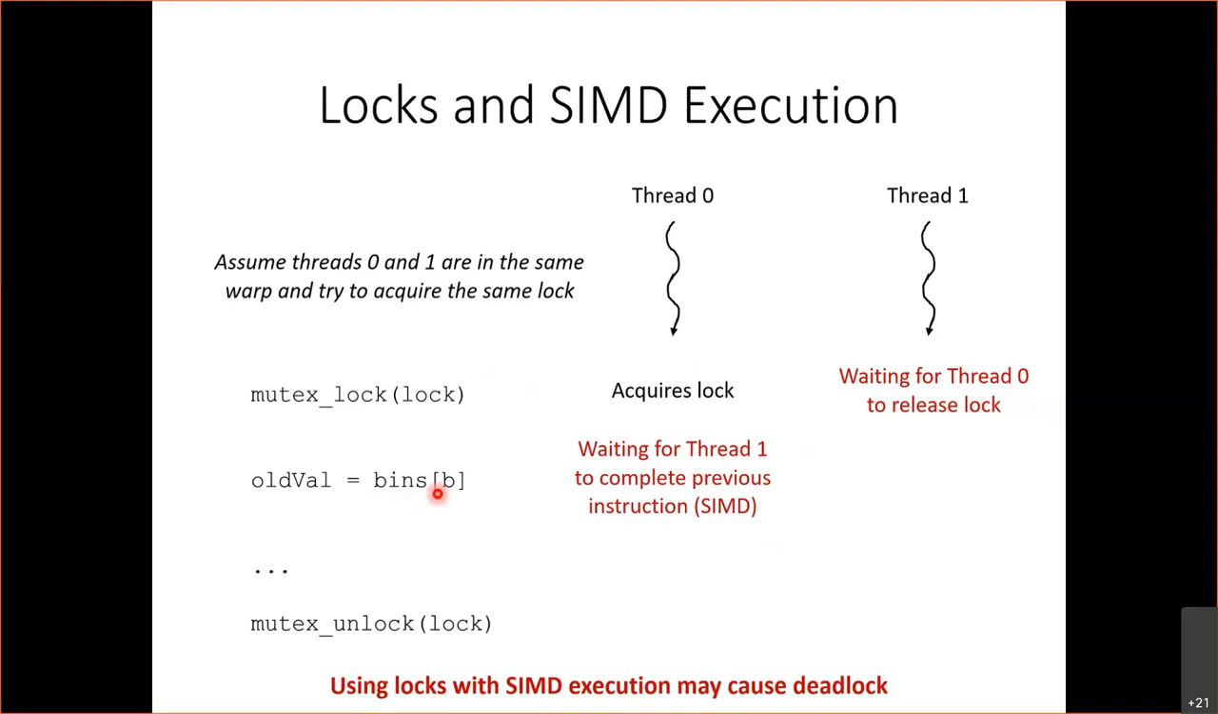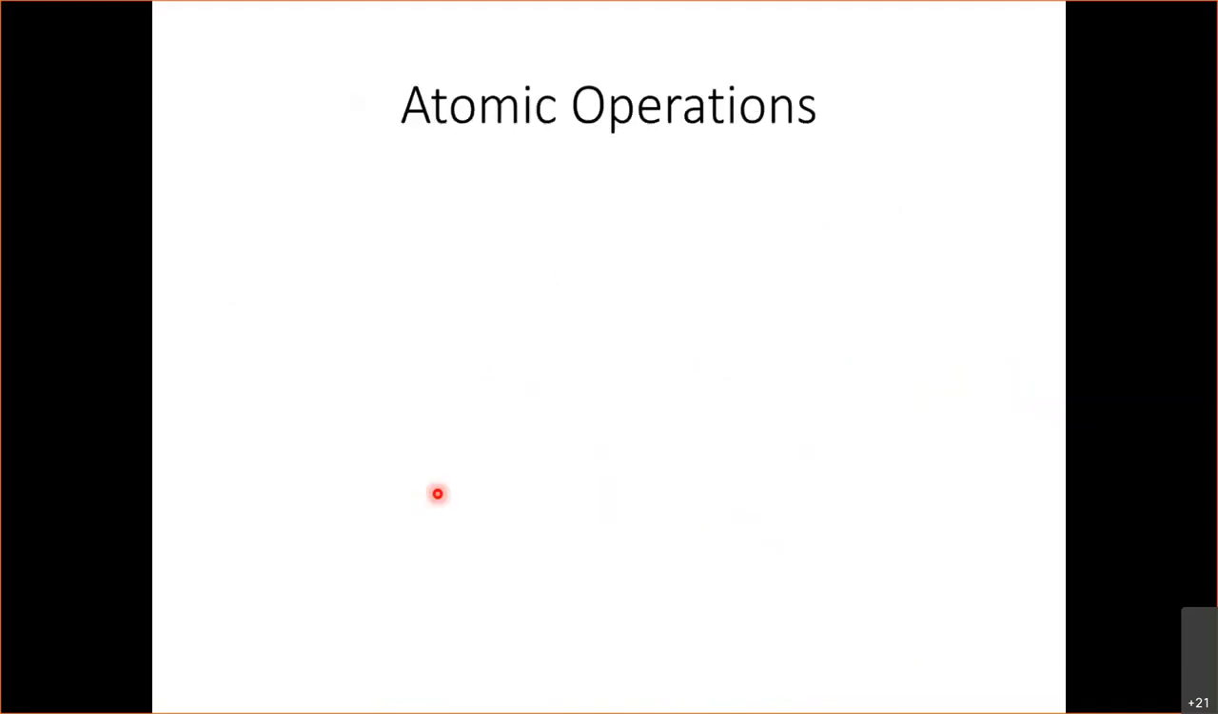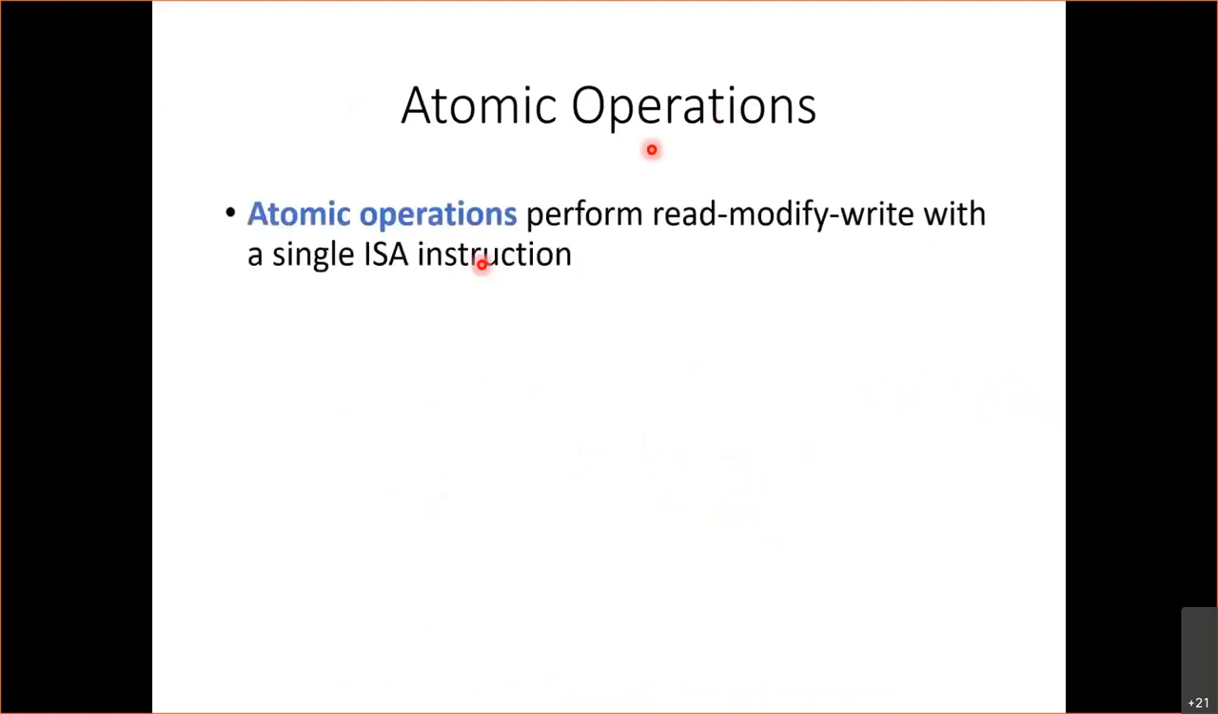There's actually something better than this that we can do, and that is atomic operations. So what are atomic operations? Atomic operations are operations on the GPU that perform read, modify, write operations with a single ISA instruction. So a single instruction reads a memory location, updates it, and writes the result.